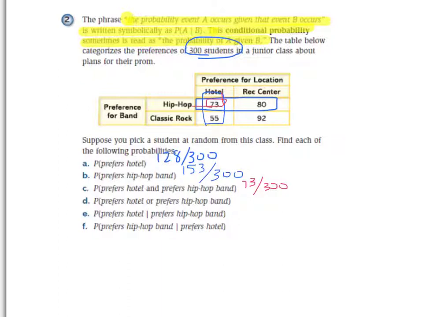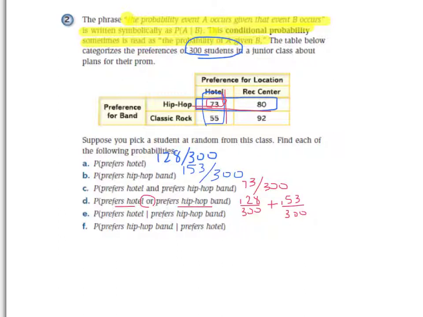Prefers hotels or hip-hop. This is a more challenging question. When we see "or," it means we want to have one total or the other total, and watch out in case you counted people twice. So prefers hotels or hip-hop. We'll do all of the people who prefer hotels. That's 128 people out of 300. Or we can also include all the people who prefer hip-hop. That was our 153 people out of 300.